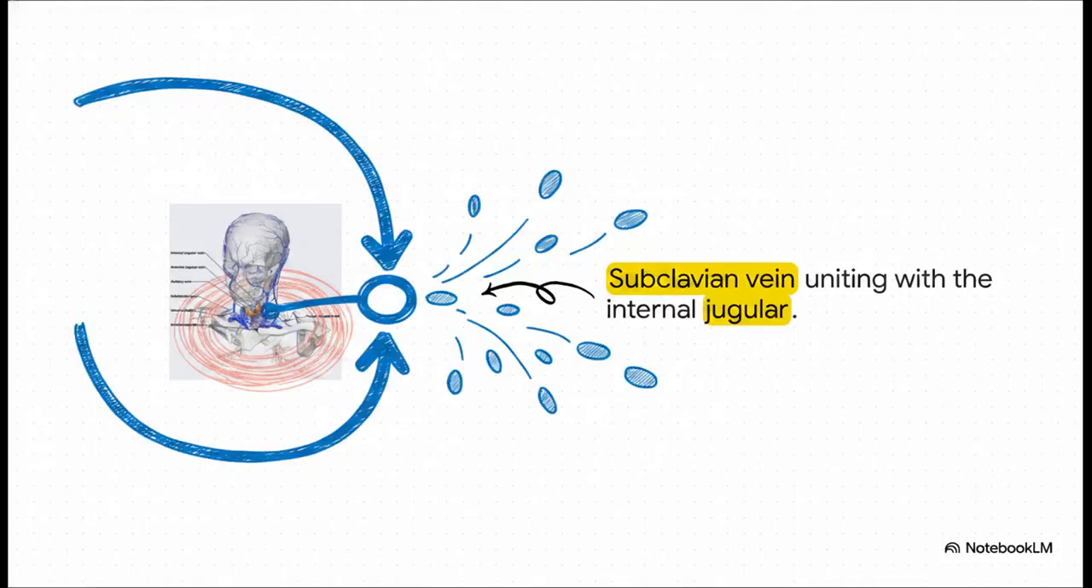Looking really closely at the base of the neck, you'll see the subclavian vein sweeping in from the lateral side. This is a massive deep vein that's taking in all the deoxygenated blood from your arm and your shoulder. Notice exactly how it travels right behind the collarbone and then unites directly with our descending internal jugular vein. This specific junction takes place right behind the sternoclavicular joint.